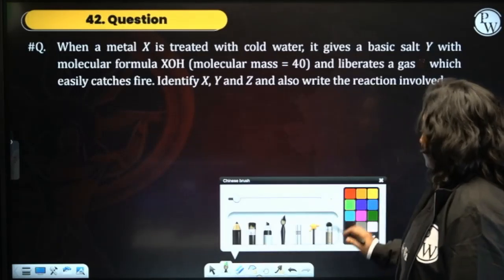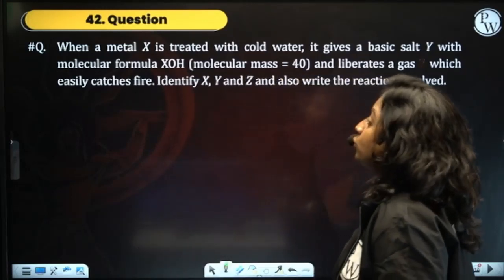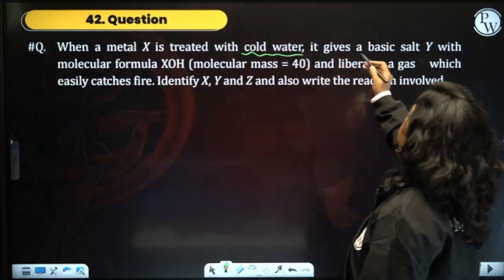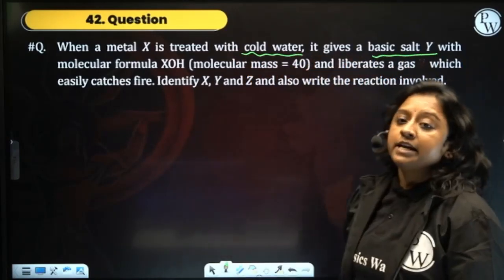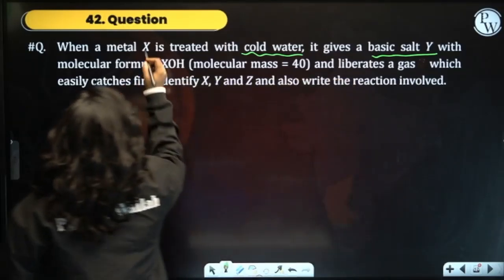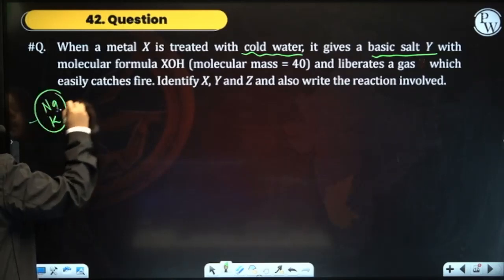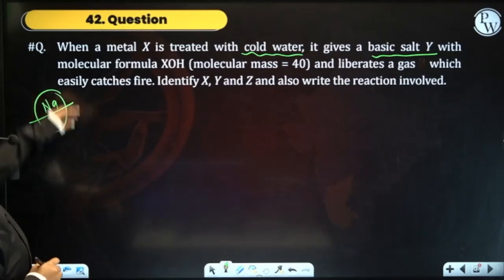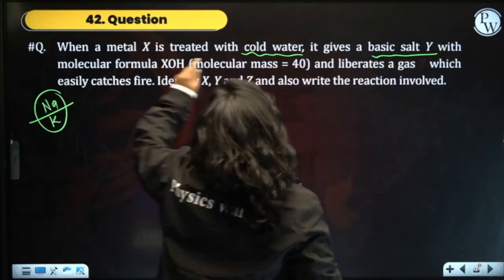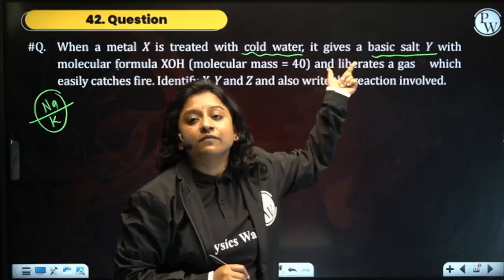Okay. Question number 42. When a metal X is treated with cold water, it gives the basic salt Y. Which metal reacts with cold water? There are only 2 metals, right? Potassium and sodium. Out of these two, one is reacting and gives a basic salt Y whose molecular formula is XOH and molecular mass they have given as 40.